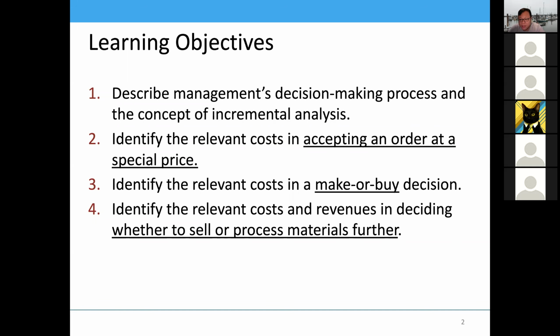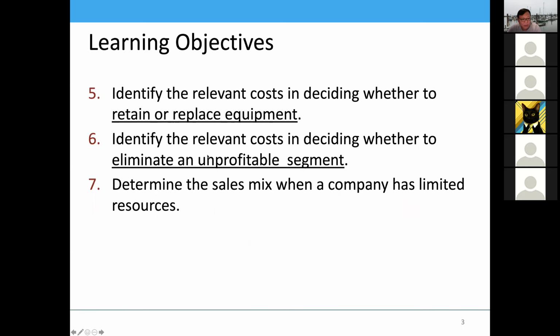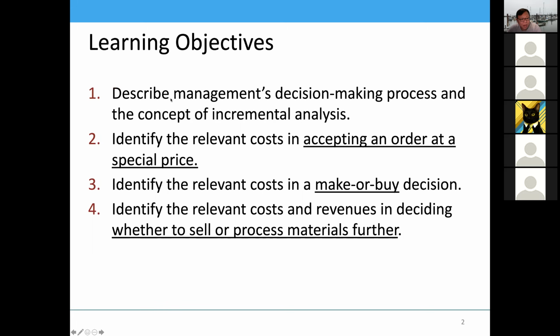And also there are decisions like whether you are going to make your own stuff or you buy things. Okay, so what are the relevant costs in those decisions? Some other decisions would be whether you're going to sell or process the materials further. I'm going to show you over time what we mean by that. And we also have other learning objectives. For this lecture, I'm trying to cover 1, 2, 3. Maybe if I have time, I'm going to cover 4.